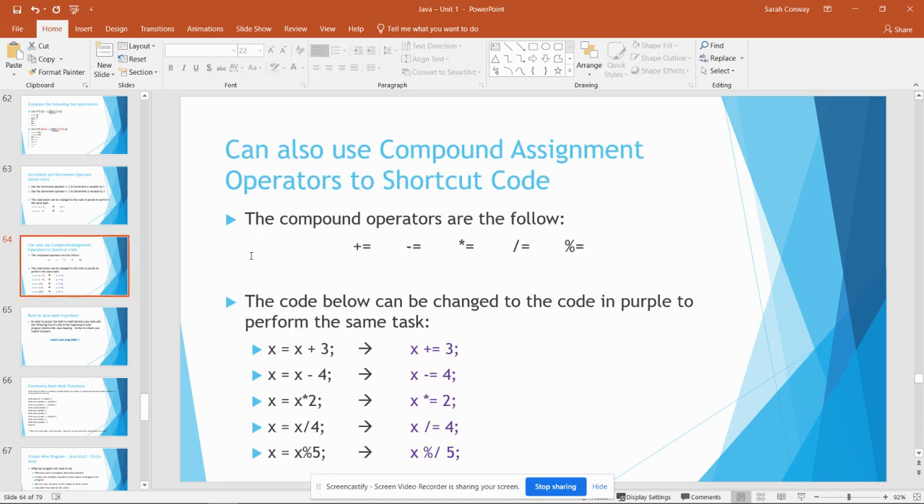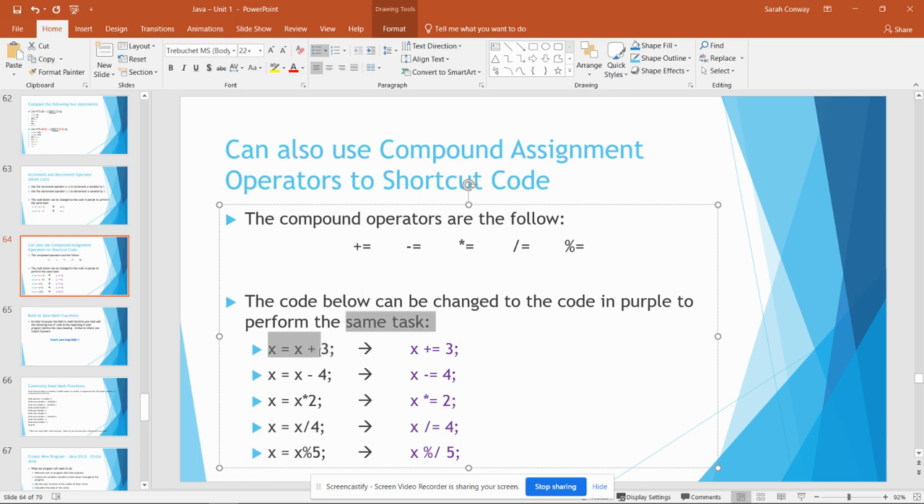Now, some other operators that are kind of cool that you do have to add numbers to, but you can use, are these compound operators. So you can see here, these are all statements we would write into Java. x plus 3, x minus 4, you multiply it by 2, divide it by 4, or find the modulus. And what's kind of cool here is that you can use these operators to quickly do those same things. So you see here we have x += 3. That's a really fast way of writing x = x + 3. x -= 4. Again, a fast way of writing x = x - 4. And the same thing applies here for multiplication, division, and modulus.